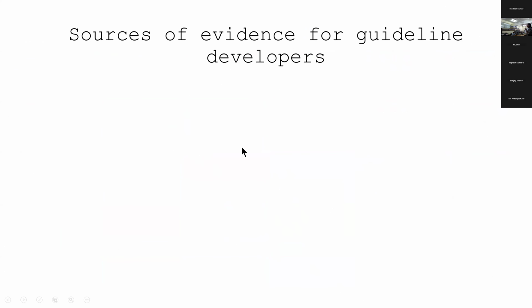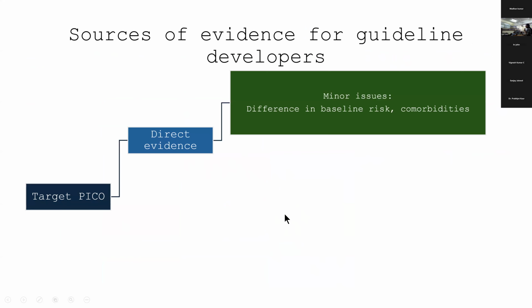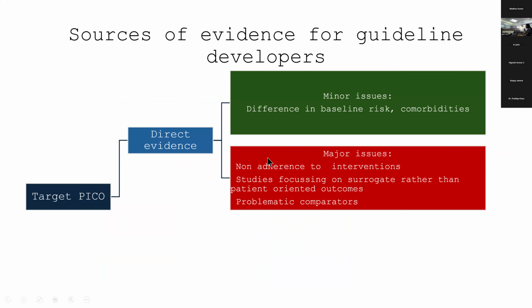Now, the next thing I want to cover is sources of evidence for guideline developers. As a guideline developer, I might have a target PICO. When I'm looking at articles for my review, I come across direct evidence. In that direct evidence, there could be some minor issues. For example, some studies overall match my PICO, but there could be some differences in the baseline risk or comorbidities. But suppose there is a lot of non-adherence to your intervention, or the studies are focusing on surrogate outcomes rather than patient-important outcomes, or there are problematic comparators, then those are major issues even in my direct evidence.